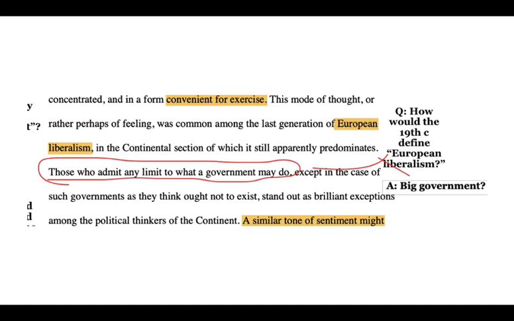And guess what? As I keep reading, I think that I do find the answer, because the following sentence says, those who admit any limit to what a government may do, except in the case of such governments as they think ought not to exist, stand out as brilliant exceptions. So I'm seeing the phrase, like those who admit any limit to what a government may do. So that's actually what he's contrasting with European liberalism. So I'm realizing, oh, you're talking about big government, basically. European liberalism is big government democracy.